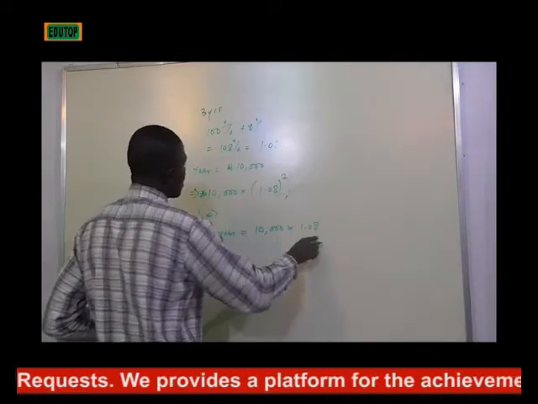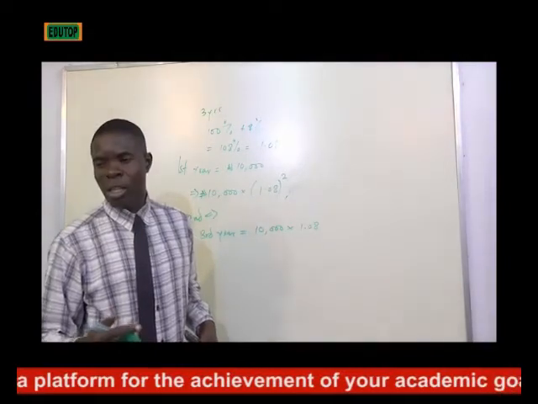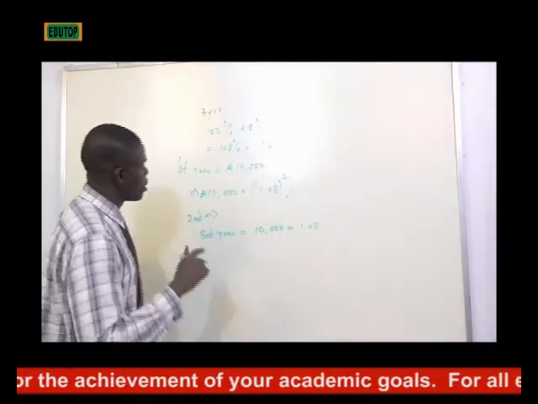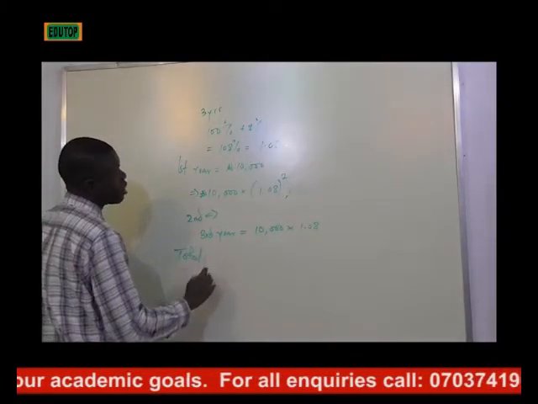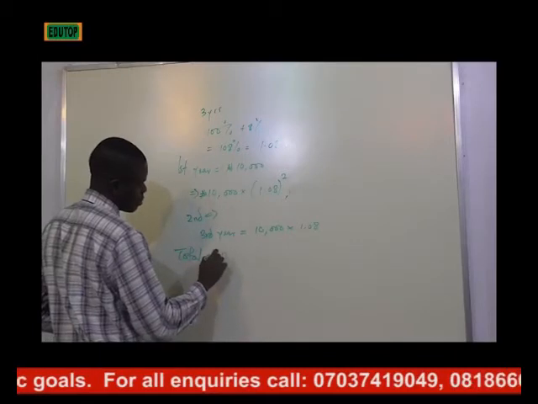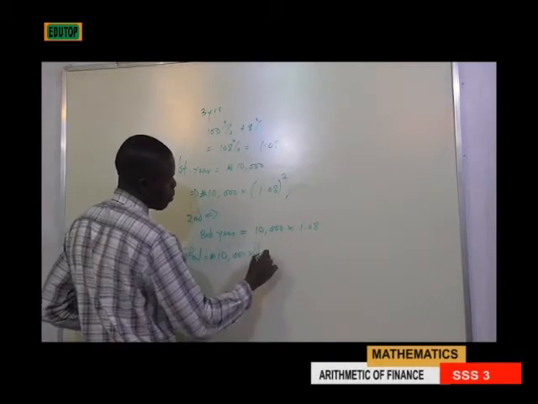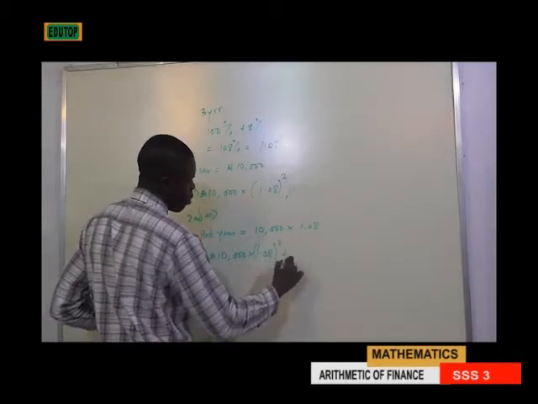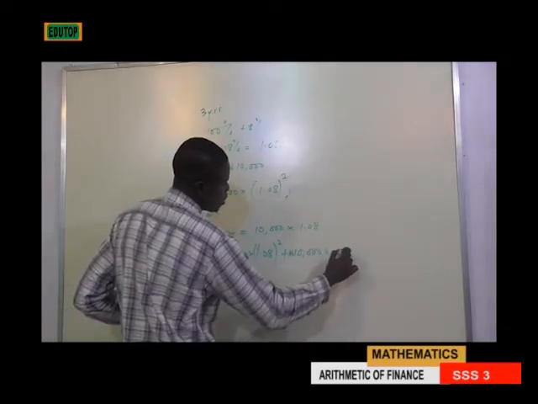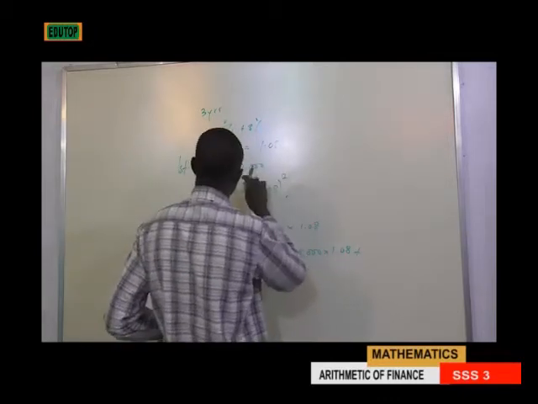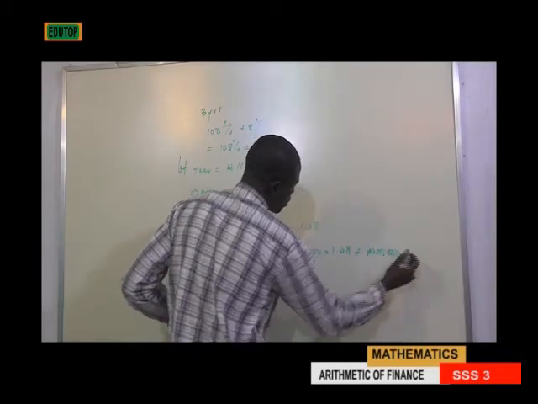So here, since the question asks us to find the amount of annuity of 10,000 naira for 3 years, the total will now be 10,000 naira times 1.08 squared, plus 10,000 naira times 1.08, plus the initial, which is 10,000 naira. So that will be the total.